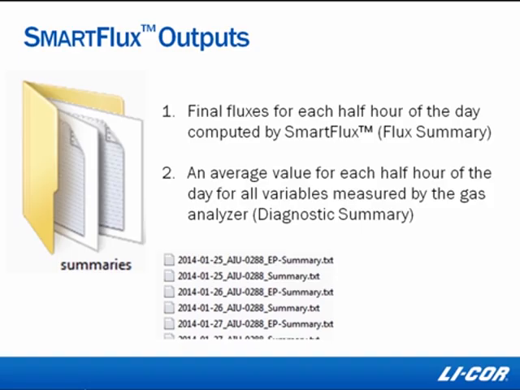There are 2 files in this folder for each day. The first one is final fluxes for each half hour of the day computed by SmartFlux, which we call the flux summaries. And the second file is an average value for each half hour of the day for all the variables measured by the gas analyzer. So if the gas analyzer, for example, is LI-7200, for all the variables the gas analyzer measures and is logging, you can get an average value here. Just looking at these files gives you the summary results and mean values for the different variables.